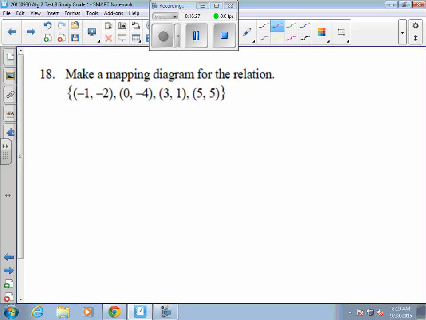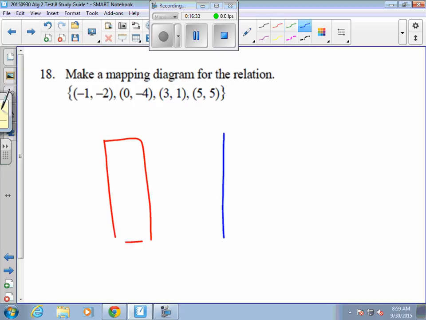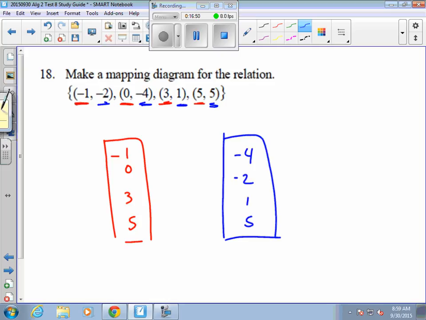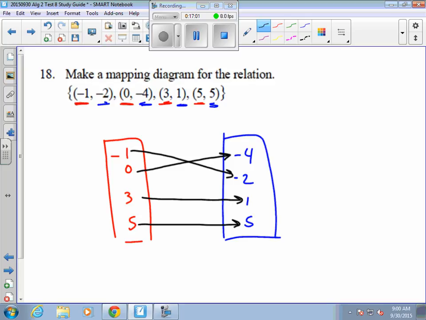Make a mapping diagram of this relation. Remember, in a mapping diagram, all your x values go on the left, in numerical order: negative 1, 0, 3, and 5. Your y values go on the right, again in numerical order: negative 4, negative 2, 1, and 5. Your relations are the ones that go together. Negative 1 goes with negative 2. 0 goes with negative 4. 3 goes with 1, and 5 goes with 5. There's a mapping diagram for that relation.